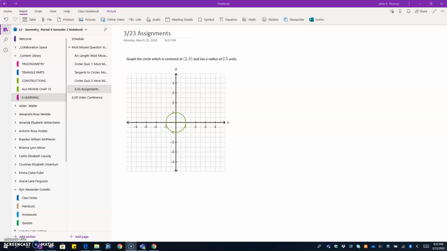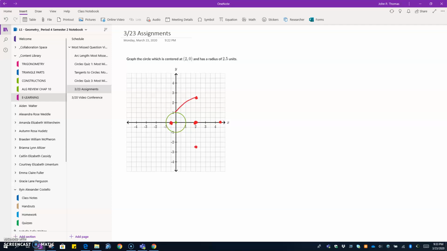So the first problem says graph the circle which is centered at 2, 0. So that's an x value of 2 and a y value of 0, so we'll put a dot there, with a radius of 2.5. Now, scale is the most common mistake on this one, so I'm going to go up 2 units and 0.5. Every mark on this graph is worth a half unit based on the way it's labeled. So I'm going to go ahead and plot those points.